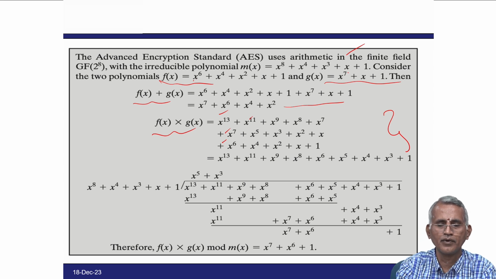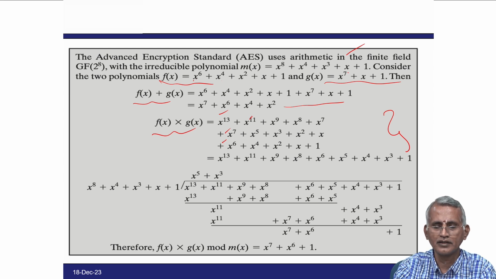Second, x power 4 into x power 7 is x power 11, x power 4 into x is x power 5, x power 4 into 1 is x power 4, then x square into x power 7 is x power 9, x square into x is x cube, x square into 1 is x square. Next, x into x power 7 is x power 8, x into x is x square, x into 1 is x, then 1 into x power 7 is x power 7.